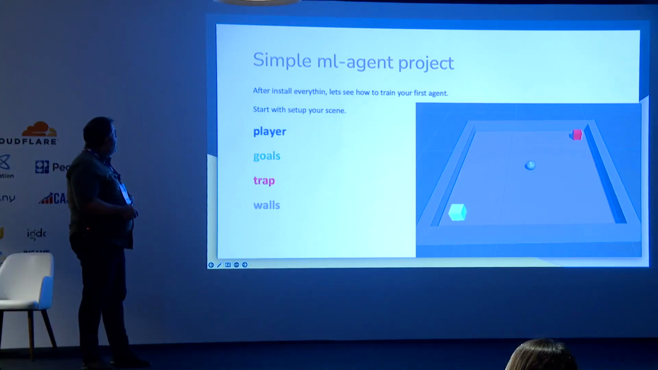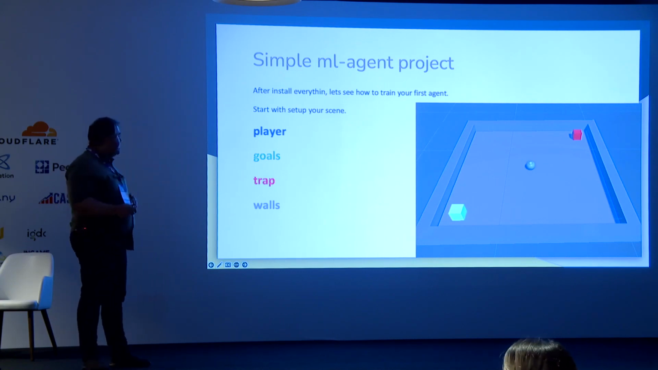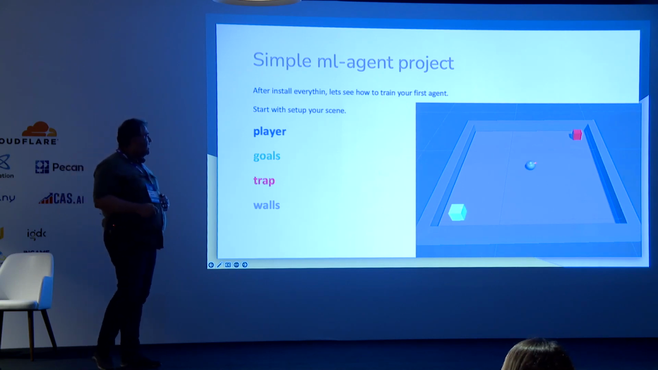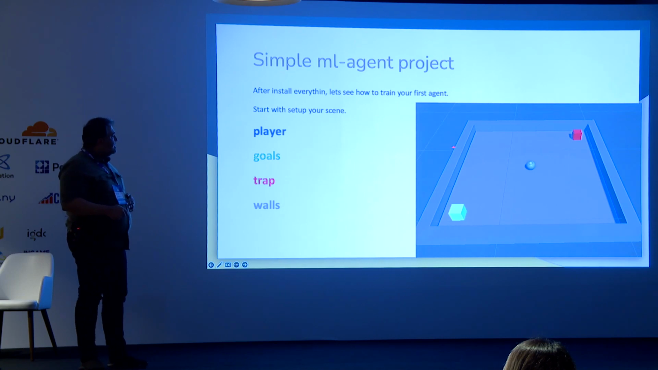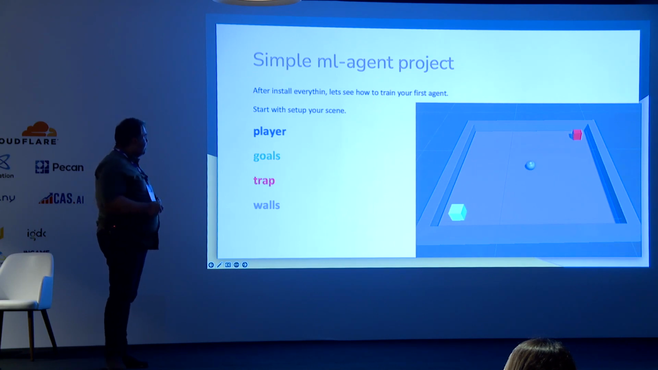So let's start with the Hello World project example for ML Agents. We have a very, very simple project. We have a blue player. The player has to reach the goal, the green one, and also avoid reaching the red one. It's a trap. Also, if the player hits the walls, we reset the scenario. This is how our agent learns to interact with our environment and reach the goal.